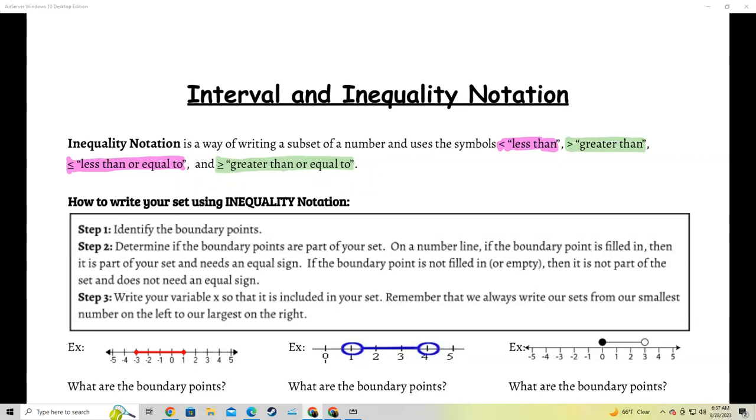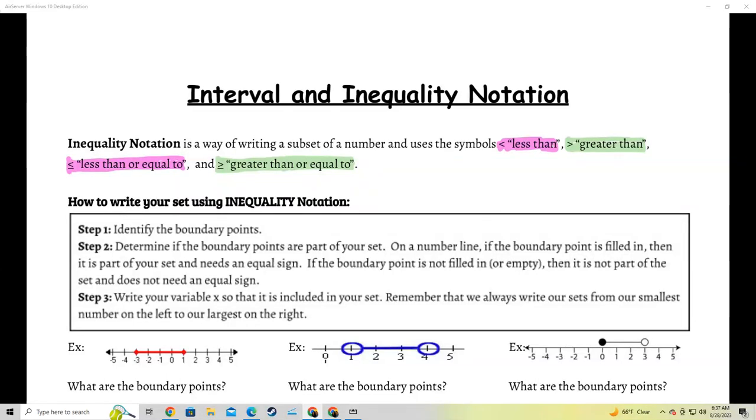So here are the steps on how to write your set using inequality notation. First, we're going to identify the boundary points. The boundary points on your graph are going to be basically where the graph ends, okay? And they're usually defined by either a closed circle or an open circle. And again, we'll talk about those as we get to them.